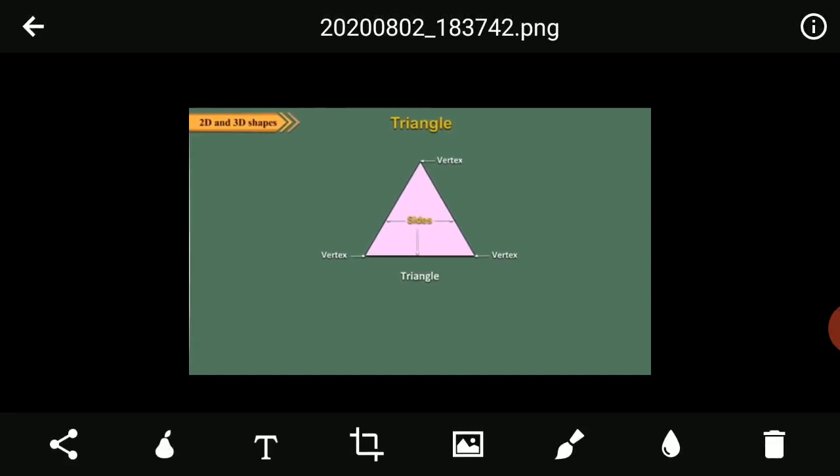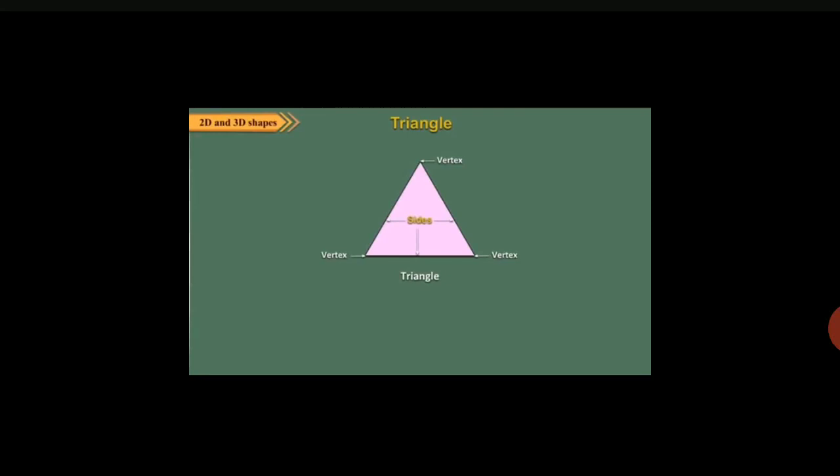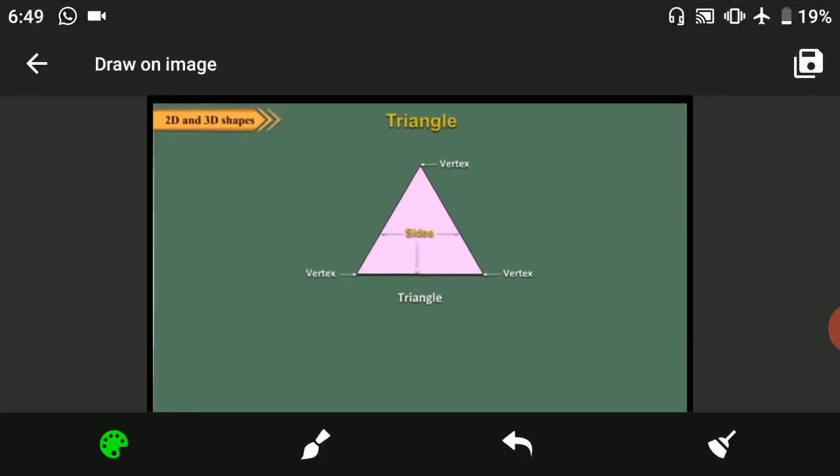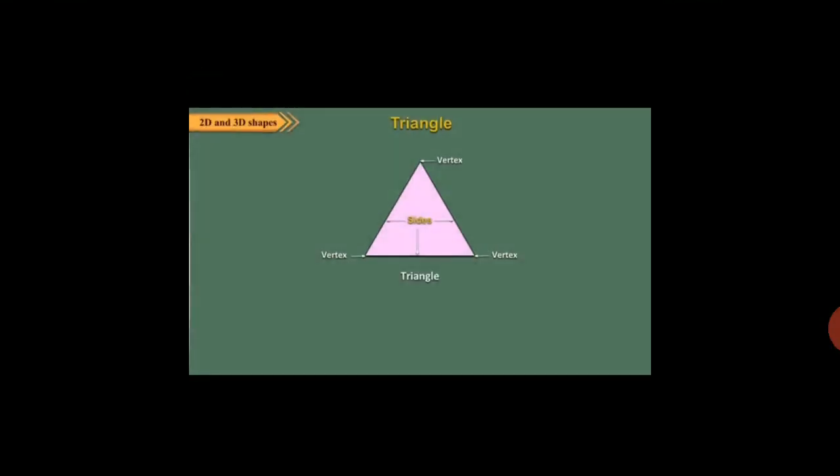Triangle is also a two-dimensional figure. Triangle has how many sides? It is having three sides. 1, 2 and 3. How many vertices? 1, 2 and 3 vertices. Clear? Now, all of you will complete question number 1 of activity 1 on page number 117 by yourself. It is easy, it is the same as this only.